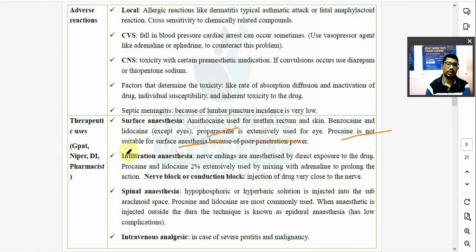Surface anesthesia, infiltration. Surface anesthesia means it is applied to a particular area of skin or mucous membrane to anesthetize that area. Next, infiltration anesthesia. Infiltration means below the surface. Nerve endings are anesthetized by direct exposure to the drug, for example procaine, lidocaine, 2% concentration. They are extensively used mixed with adrenaline to prolong their action.